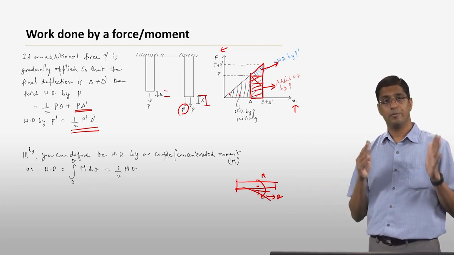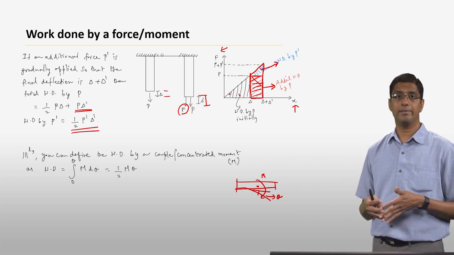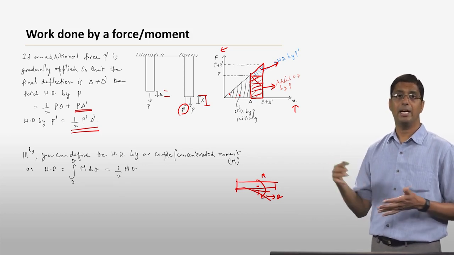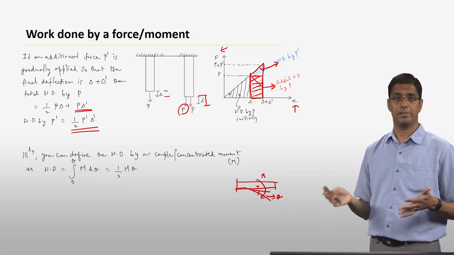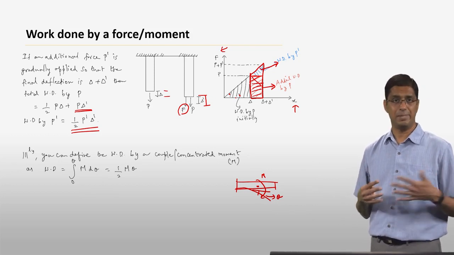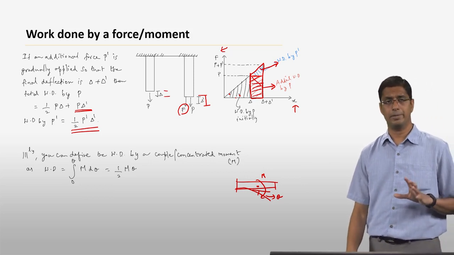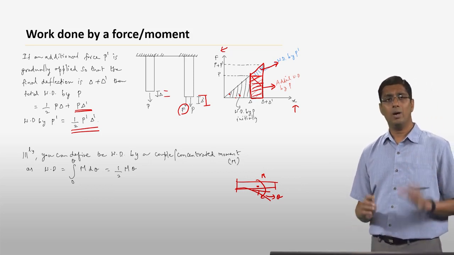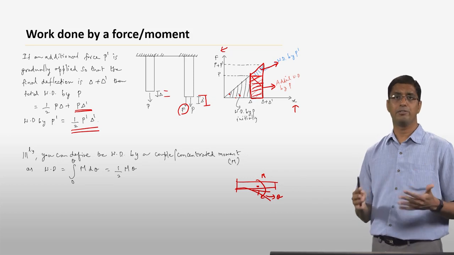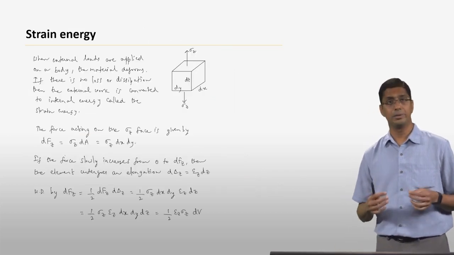So the force and displacement are complementary variables. The moment and rotation are complementary variables. Okay? But the form of the work done equation is pretty similar. Okay, so that is the work done by the force and moment. Now we are going to look at what happens to the body when you apply a force or a moment. Okay, and that is what is related to the strain energy.